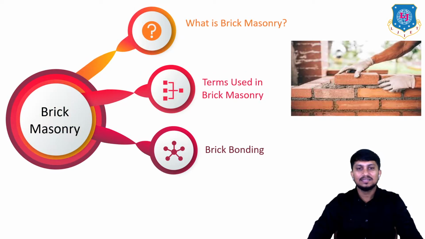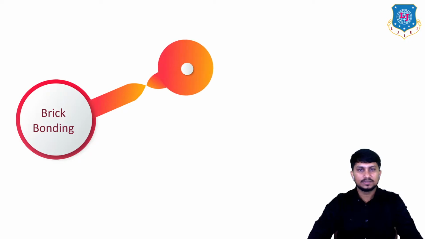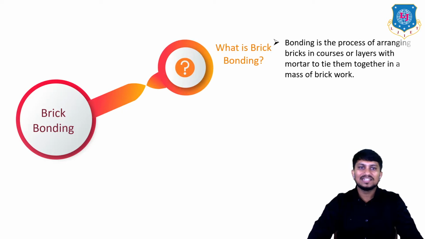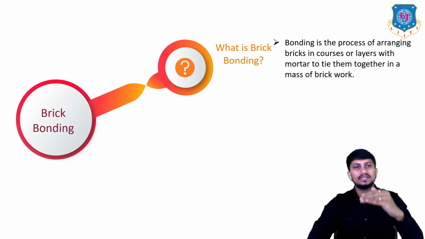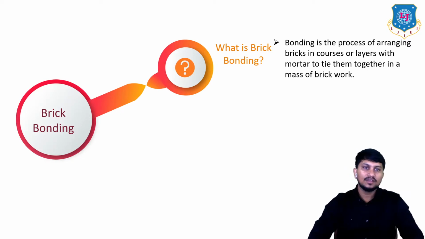Now let's see brick bonding, in which first of all we will see what brick bonding is. Bonding is the process of arranging bricks in a number of courses or layers with mortar to tie them together in a mass of brickwork. This is called brick bonding.